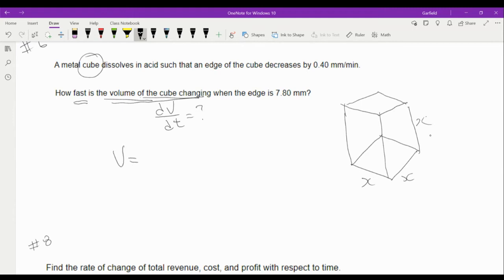Now, how do we find the volume of a cube? Does anyone remember? No? Well, we could do the length times the width times the height. So in this case, it's going to be x times x times x. So the volume of the cube becomes x to the third power. Now they're telling us that x is equal to 7.80 millimeters. So they're telling us that the edge is that.